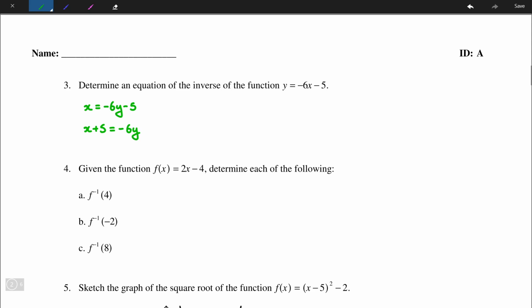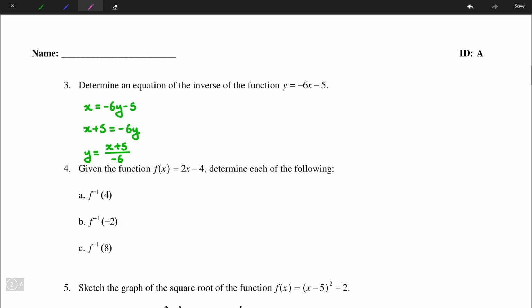And then we can divide both sides by -6. So we have y is equal to (x plus 5) all over -6 as our inverse.